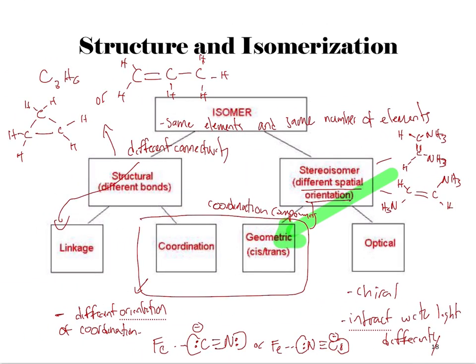Right, so isomerization is really important for chemistry in general, and especially for organic chemistry. You guys will learn a lot about that. And so geometric isomers, things that are like cis and trans. So this right here is an example of a cis isomer. This is a trans isomer. It has to do with the fact that in cis, they're on the same side of the double bond. Here, they're on opposite sides.